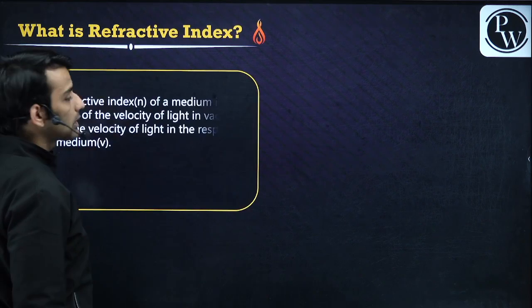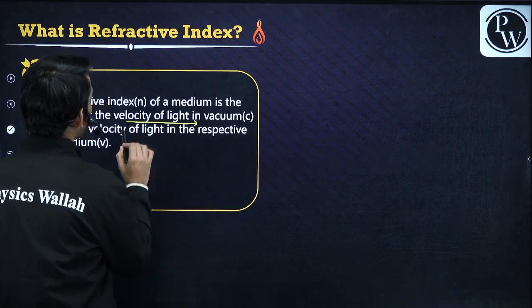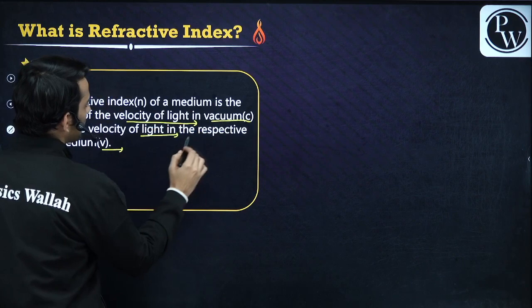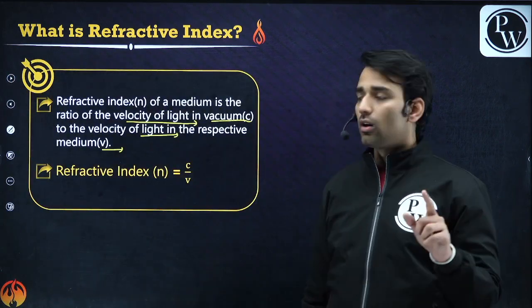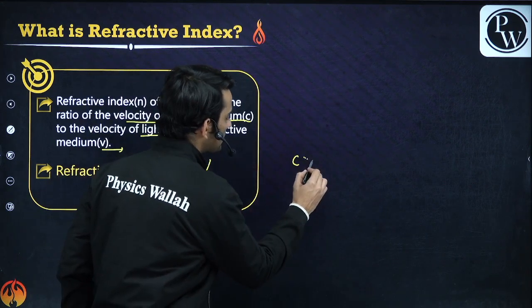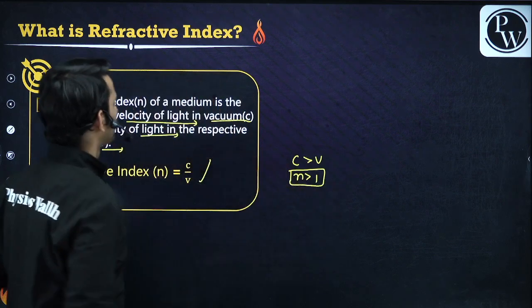What is refractive index? This is the reason for the bending of the light ray and is defined as the ratio of the velocity of light in vacuum, which is C, to the velocity of light in the medium. That is, n equals c by v, speed of light in vacuum to the speed of light in that medium. And obviously c is greater than v, so n is always greater than 1. Right?